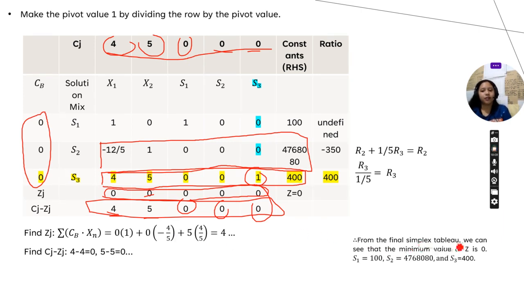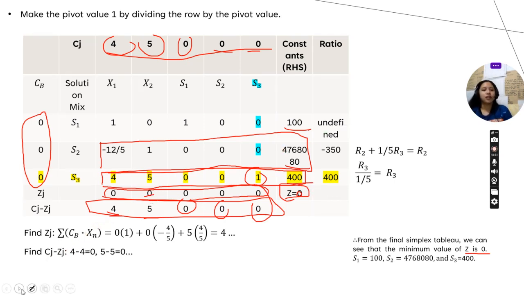from the final simplex table we can see that the minimum value of z is equal to 0, because 0 times 100 plus 0 times 4768080 plus 0 times 400 is 0. That's why z is 0 here. So S1 is 100, S2 is 4768080, and S3 is 400.